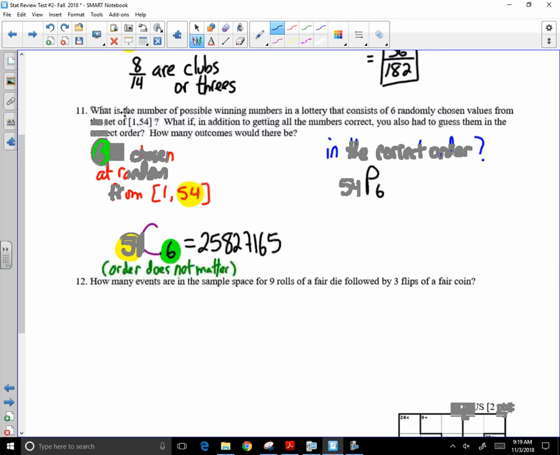The first part said, what is the number of possible winning numbers in the lottery that consists of 6 randomly chosen values from set of 1 to 54? So it's just traditional lottery. Order in which I selected doesn't matter. What if, in addition to getting all the numbers correct, you also had to guess them in the correct order? Order matters. Permutation.